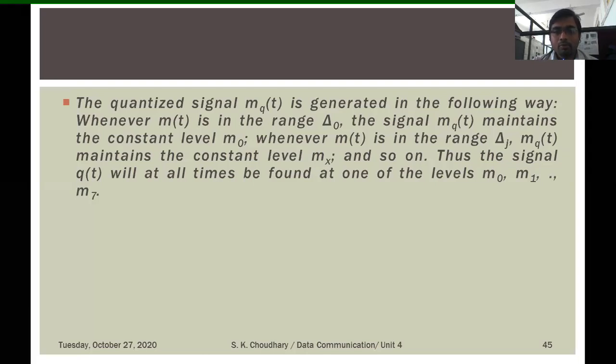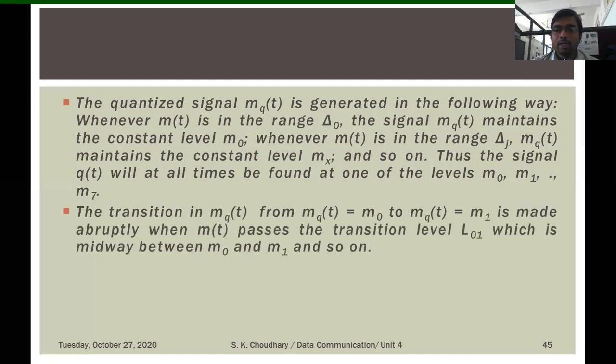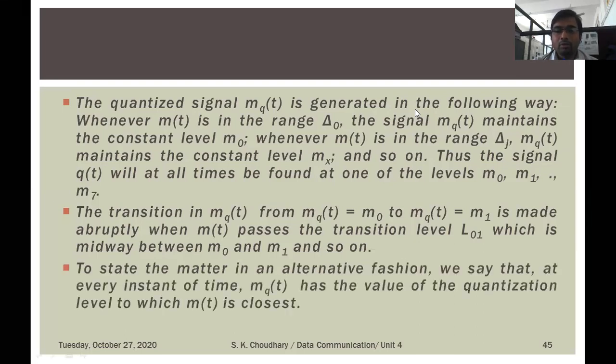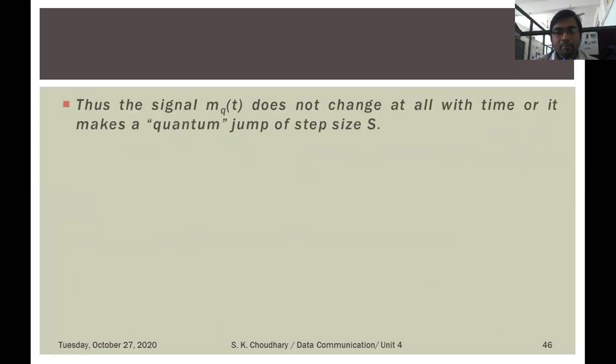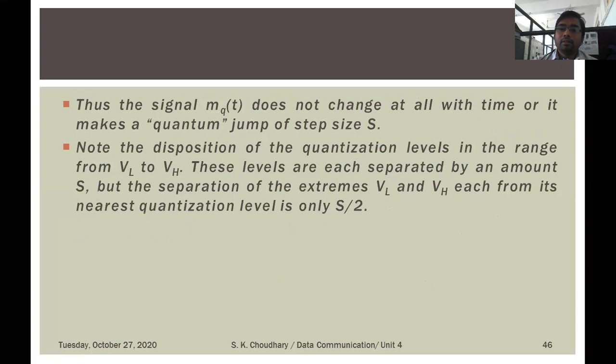mq(t) would at all times be found at one of the levels m0 to m7, and the transition in mq(t) from m0 to m1 is made abruptly when m(t) passes the transition level L01, which is in between m0 and m1, and so on. This is the way it follows the original message signal. So mq(t) does not change at all times, it makes quantum jumps. It only changes when the transition level is crossed by the analog signal.